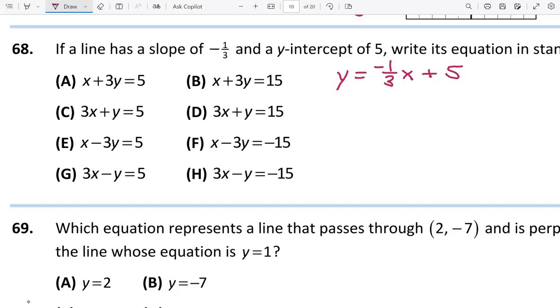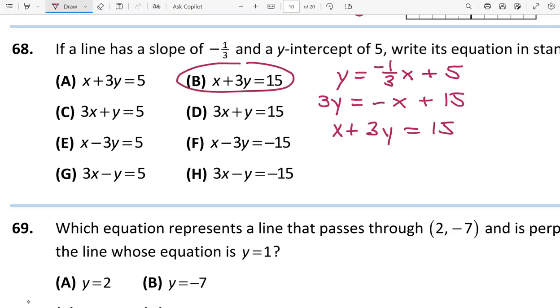Standard form has no fractional coefficients, and it's in the form ax plus by is equal to c. So I'm going to clear the fractions first. Let's multiply all terms by 3. And then I'm going to add x to both sides, and we get x plus 3y is equal to 15, which is choice B.